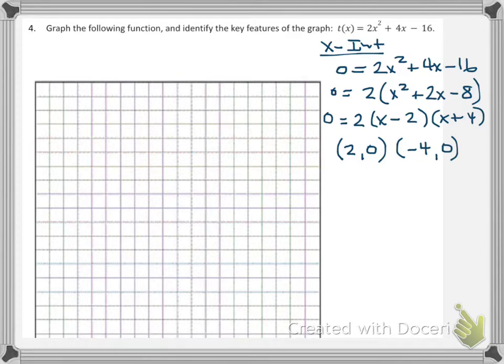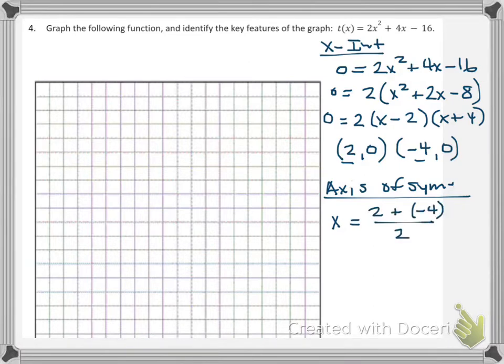And now that I know my x-intercepts, I can find the axis of symmetry. Okay, and in order to find the axis of symmetry, I'm going to take my two x values and add them together. So I get 2 plus a negative 4, and then divide that by 2 to get the middle, or the average. And that gives me a negative 2 over 2, which is a negative 1. So my axis of symmetry is when x equals a negative 1.